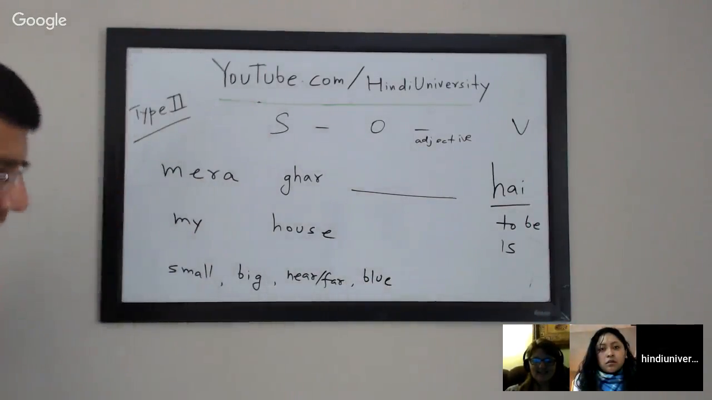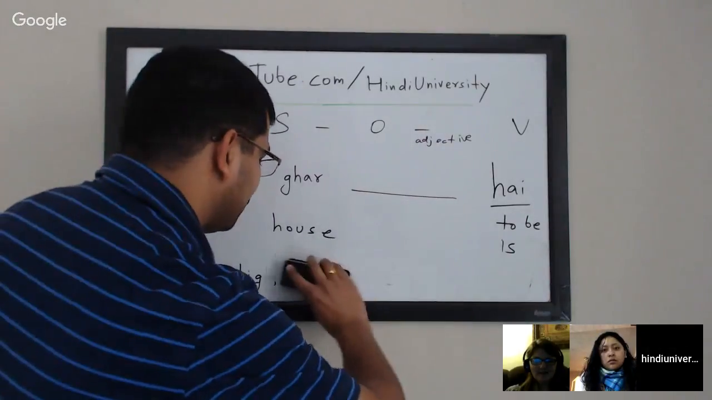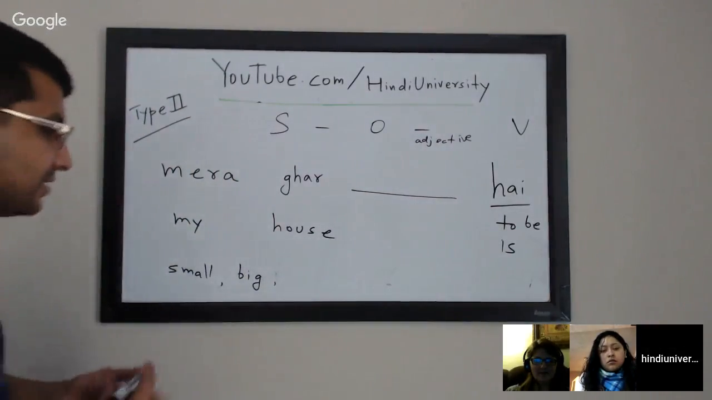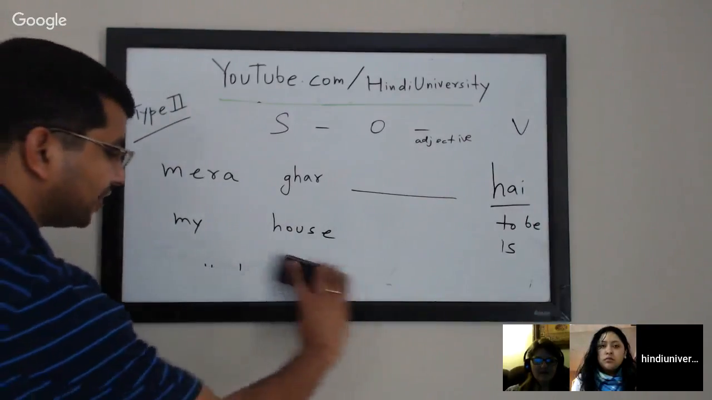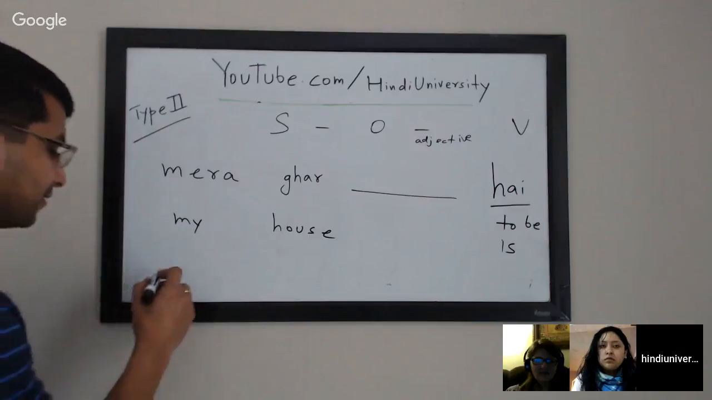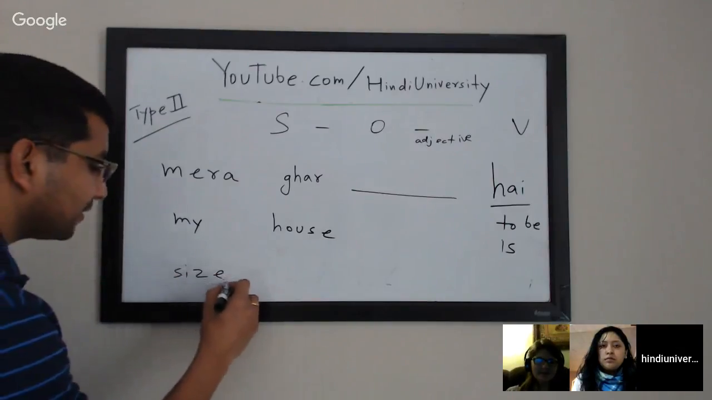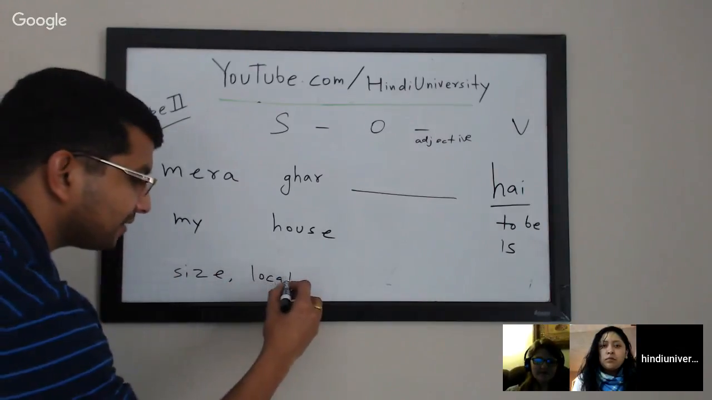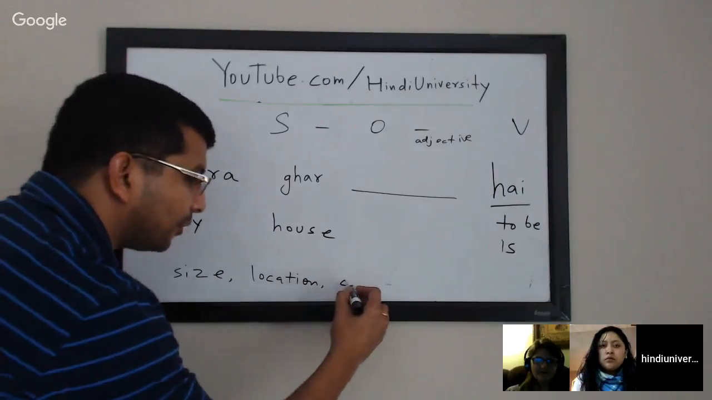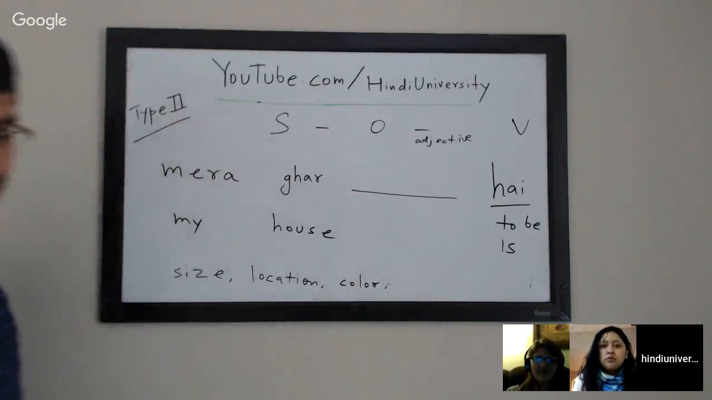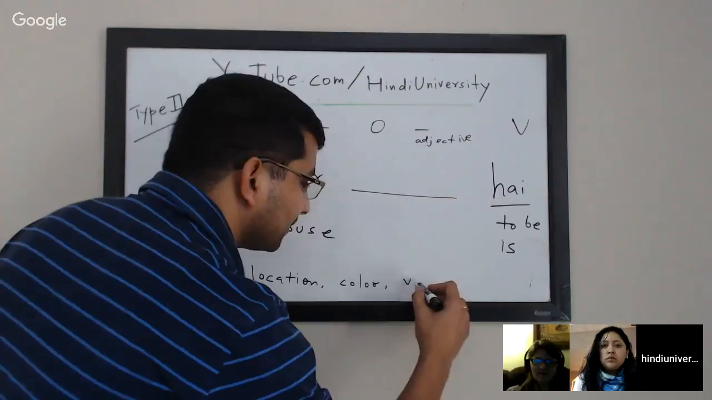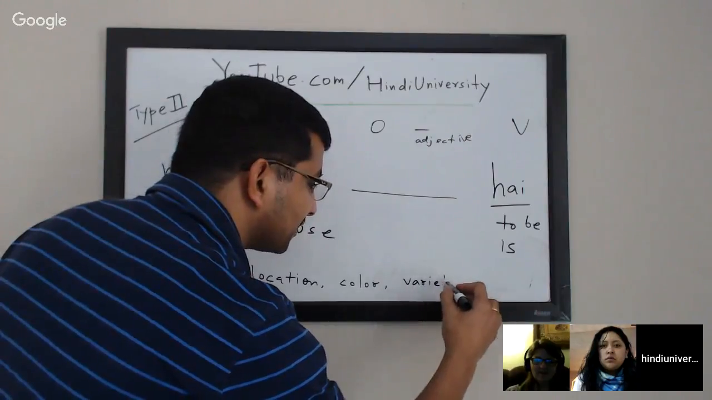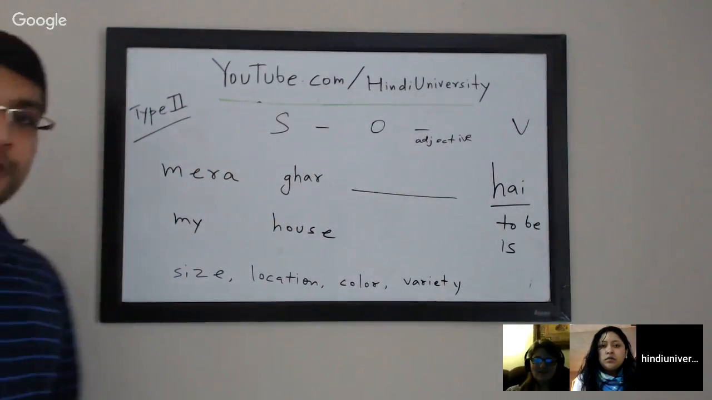Colors, right? Let's also say location. So you can talk about size, generically small, big. You spoke about size, you spoke about location, you spoke about color. What else? If it's new or old, variety or age. You see, even in English.